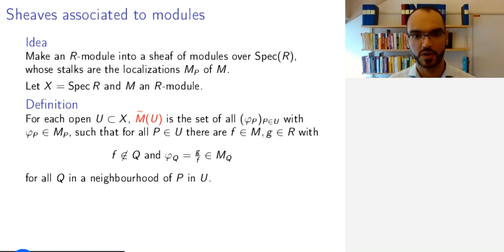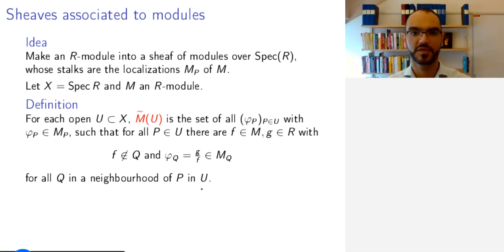So for each open U in X, M tilde of U is the set of all phi p with p in U, so that each phi p is in M_p. And for all p in U, in a neighborhood around p, phi is equal to the quotient g divided by f for some g in M and f in R.